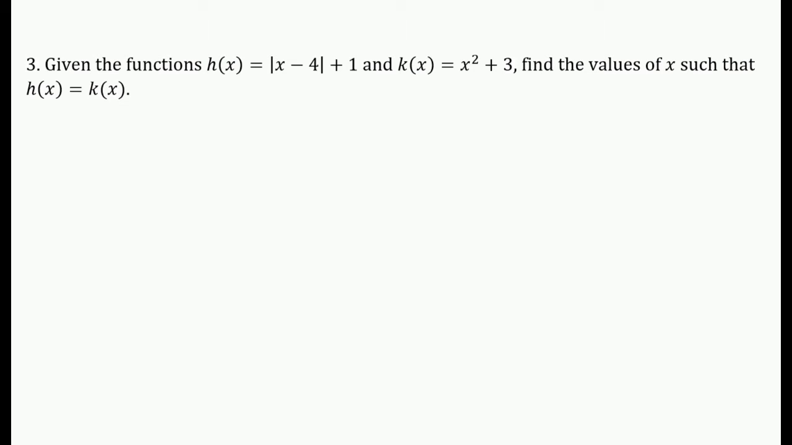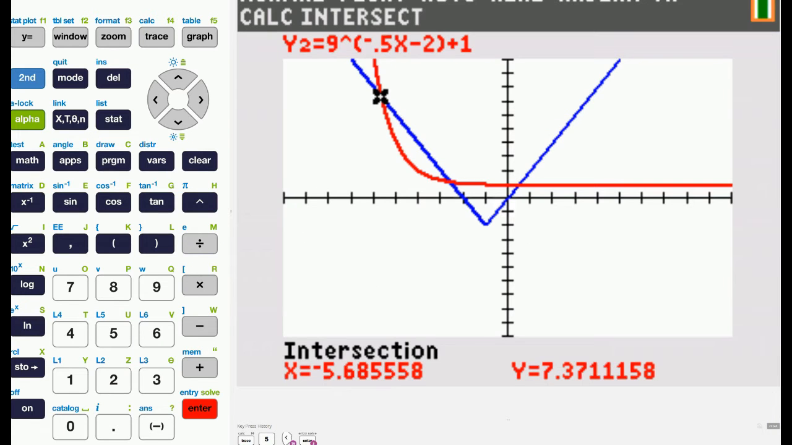Number 3, given the functions h of x and k of x, find the values of x such that h of x equals k of x. So whenever you're seeing when these 2 random functions, when does that absolute value equal the quadratic, we're going to use that strategy of plugging it into the calculator and seeing where they intersect.